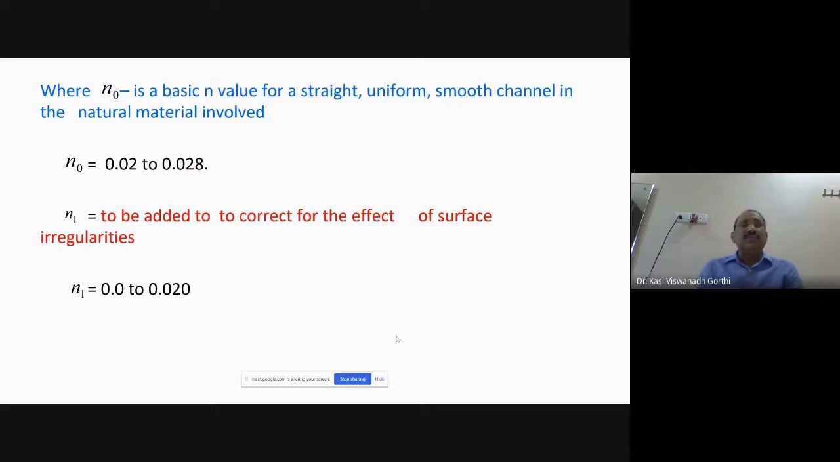So what is this n0? n0 is a basic value for a straight, uniform, smooth channel. That means which is not affected by any of the above parameters. The value of n0 may be usually of the range of 0.02 to 0.028. I repeat once again. Straight channel, uniform, smooth surface. What is the problem? There would be no problem. So the value of n0 in that case would be taken to be equal to 0.02 to 0.028.